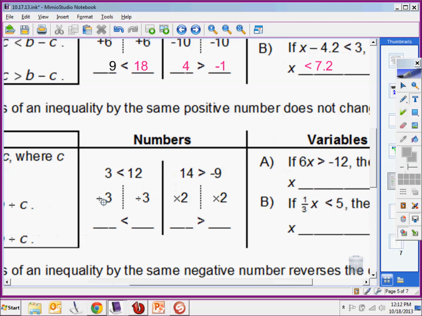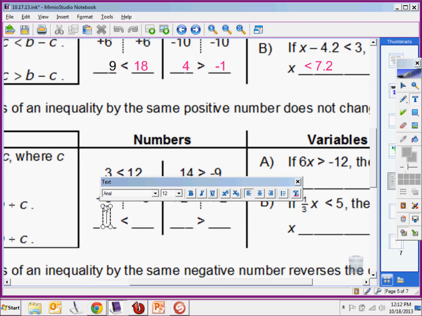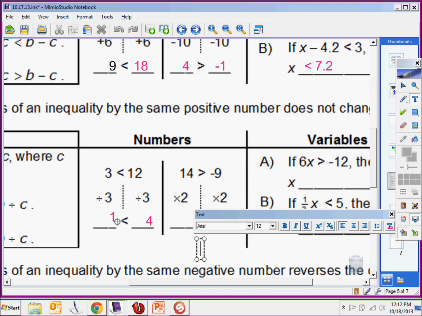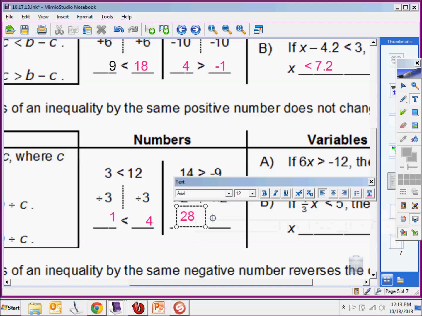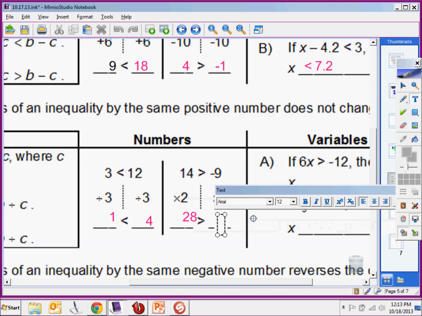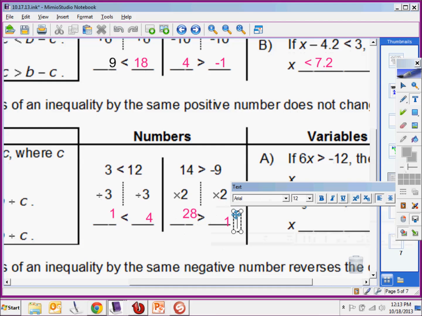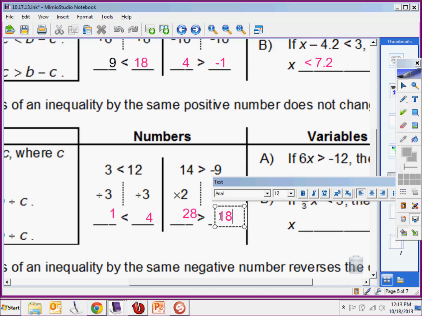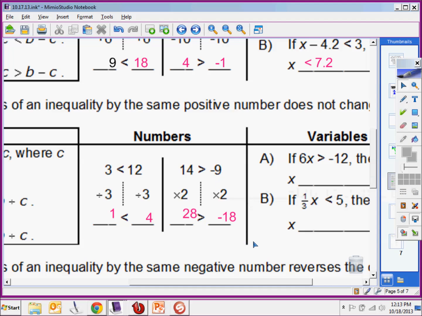If I have 3 divided by 3, what do I get? 1. If I have 12 divided by 3, what do I get? 4. Is this still a true statement? Yes. 1 is less than 4. If I have 14 times 2, what do I get? 28. If I have 19 times 2, what do I get? Is this still a true statement? Yes. And it's a negative 18. So negative 18, still a true statement.